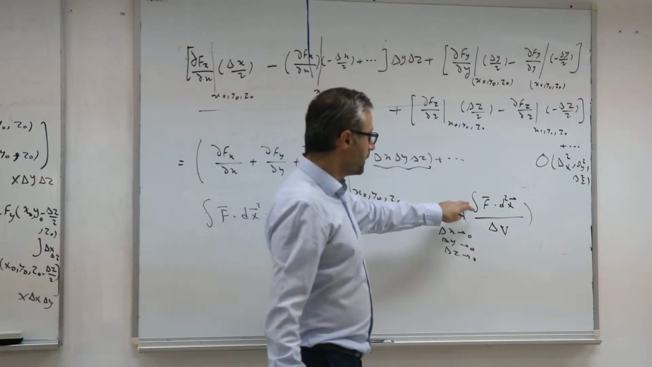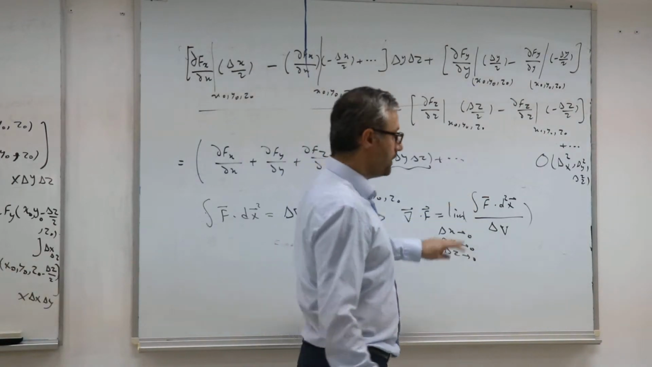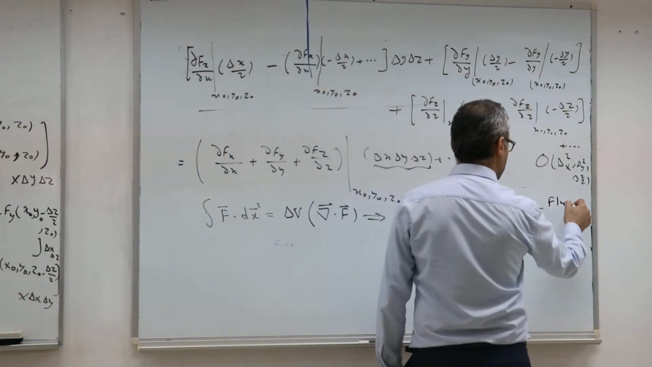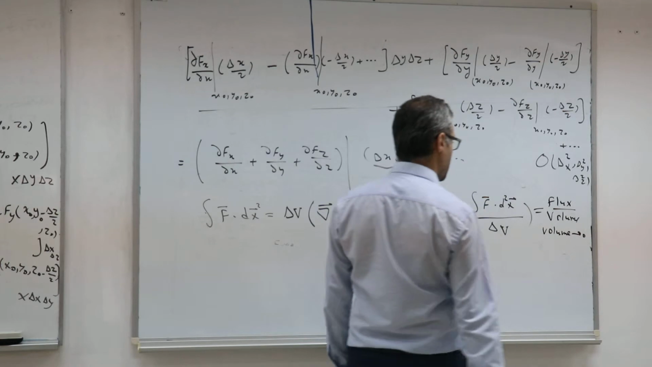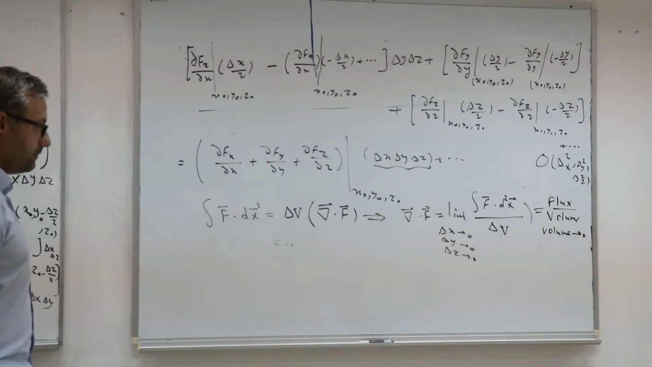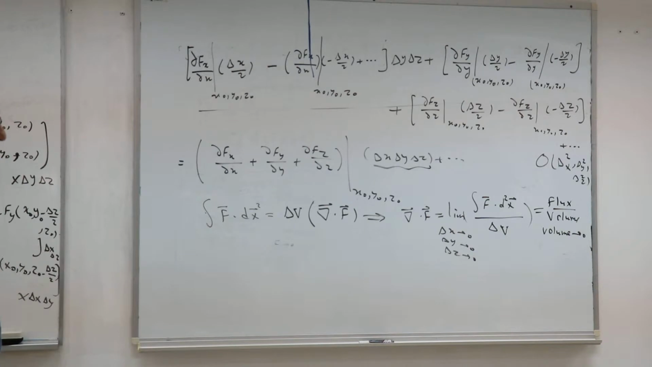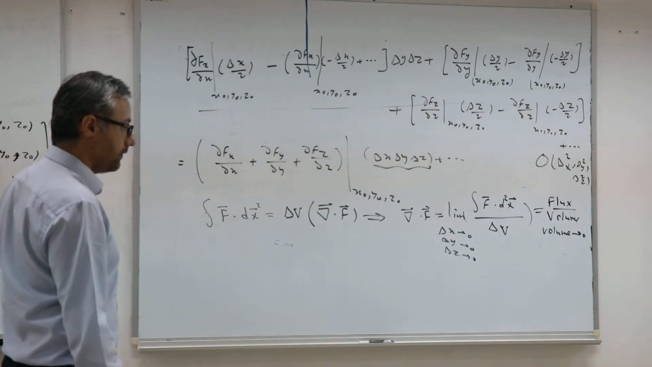It means the flux per volume, of course as the volume shrinks. This is the definition of the divergence. Keep this definition seriously, because it is independent of the coordinates. I did this calculation in Cartesian coordinates, but you can repeat it for any coordinate. Especially, we will do the calculation in curved space, when you have a different coordinate system, not Cartesian. So this is the real definition of the divergence.